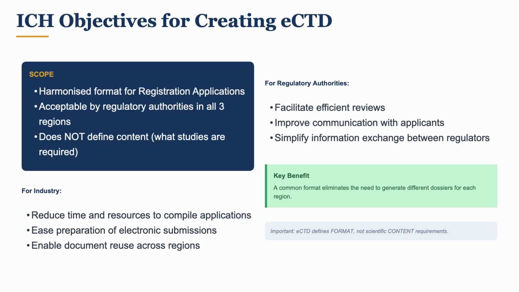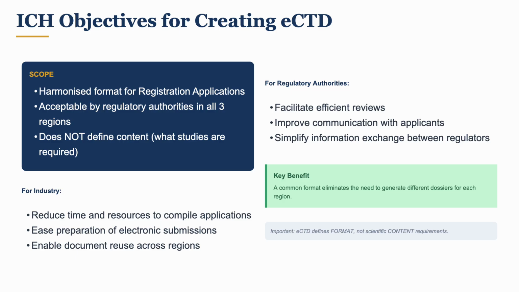For industry, the benefits include reduced time and resources to compile applications, since the same documents can be used across regions with minimal modification. It also eases electronic submission preparation. For regulatory authorities, the benefits include more efficient reviews since reviewers know exactly where to find information, improved communication with applicants, and simplified information exchange between regulators.